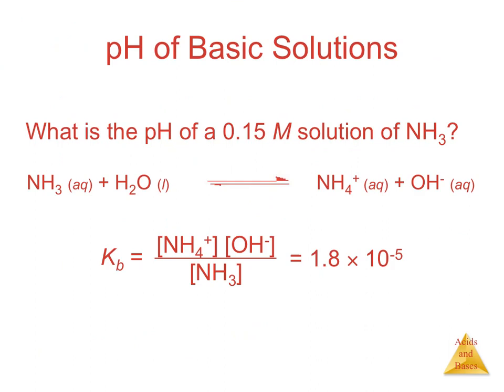All right, another example. I want to find the pH of a 0.15 molar solution of ammonia. The first thing I need to do is write down the reaction. What is ammonia going to do in water? It's going to react with water to give me ammonium ion plus hydroxide ion. This is a weak base, so I can write a Kb for this reaction. Remember, I don't include the water in it. So it's the ammonium ion concentration times the hydroxide ion concentration divided by the ammonia concentration. I could look that number up in the table, and it's 1.8 times 10 to the minus 5.